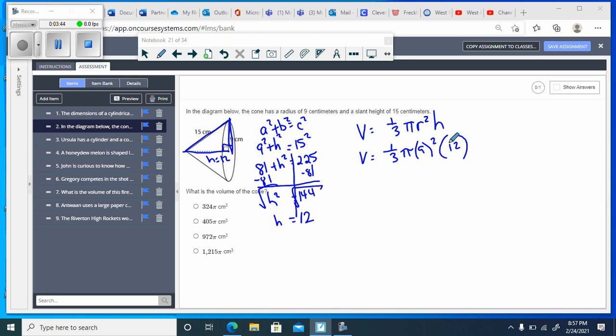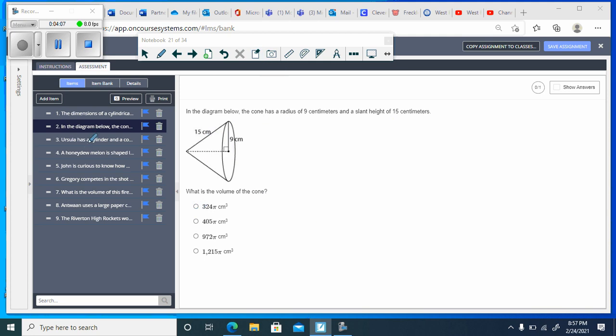Now, since I'm leaving pi in there, I'm going to say 9 squared times 12, and then I'm going to come back and divide that by 3, and I get 324, and see I haven't multiplied by the pi, so that's 324 pi. Right there is your answer. Okay, let's go to 3.